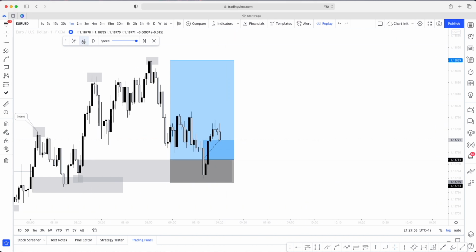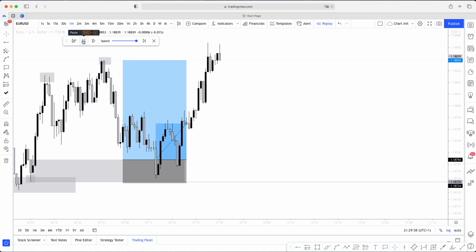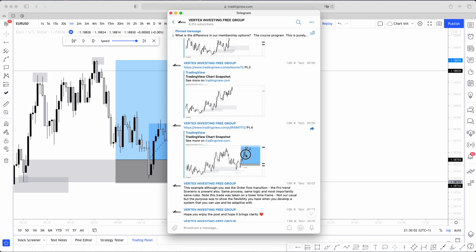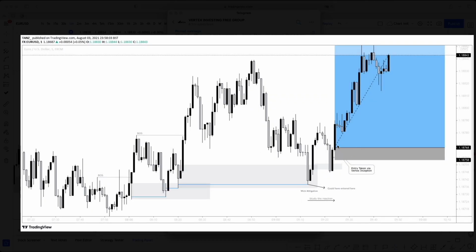Anyway, as you can see, we entered somewhere along here. Now, the reason that we entered here is purely because we have a confirmation model for our lower time frame entries to increase our win rate even further. Not only that, it also allows us to be break even within minutes, even within less than a minute at times. So that's the reason why our entry is a little bit higher up.